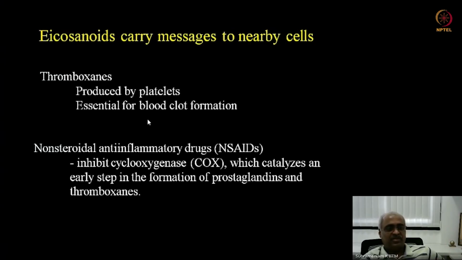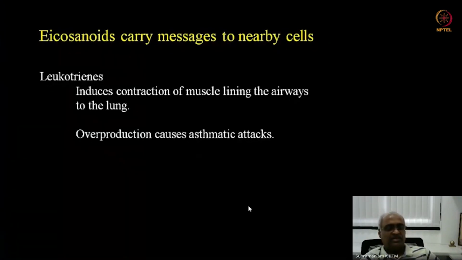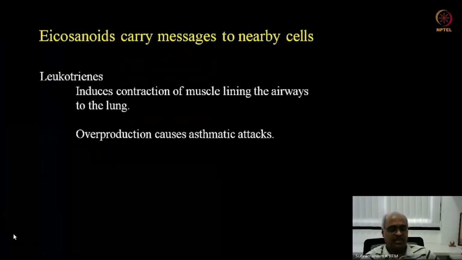So the next one is thromboxane. This is produced by platelets. These are like fragments of cells present in our blood, and they are important for blood clotting. And that is induced by thromboxanes. And so I talked about NSAID already. So the third one is the leukotrienes. Leukotrienes are involved in contraction of muscle linings of the airways of the lung.